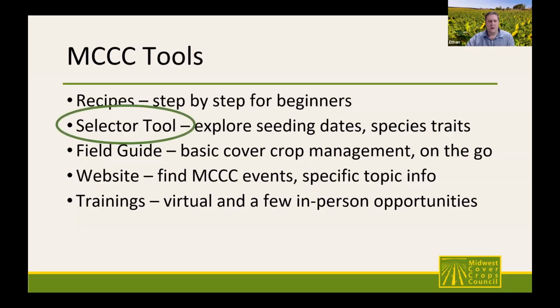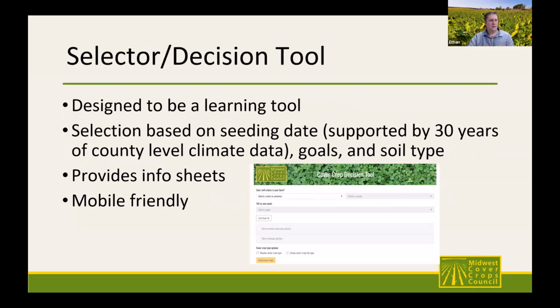So today we're talking about weather-specific information, and the place Midwest Cover Crops Council uses weather data is in our Cover Crop Selector tool. So the selector decision tool is designed to be a learning tool for producers to help them select a cover crop species that meets their goal and provide them with seeding dates specific to their county. So in the tool, you can find those seeding dates that are supported by 30 years of county-specific climate data.